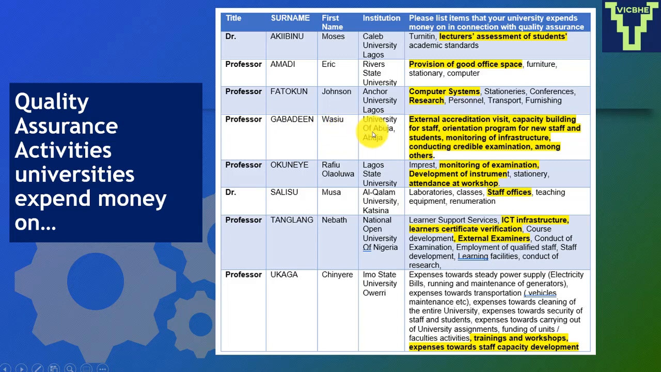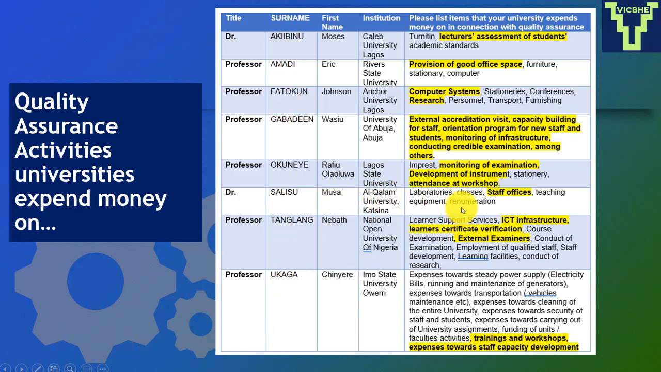Professor Gabadin Wasiu, University of Abuja, they spend money on external accreditation visits, capacity building for staff, orientation programs for new staff and students, monitoring of infrastructure, conducting credible exams, among others. Hey, this is my DQA, my Director of Quality Assurance, my university. Professor Rafiu Okune was my dean 50 years ago. Oh, no. Several years ago, several decades ago. So the university spends money on monitoring of examinations for the Directorate of Quality Assurance, by the way, development of instruments, attendance at workshops. Dr. Salisu Musa, I've arranged this in alphabetical order.